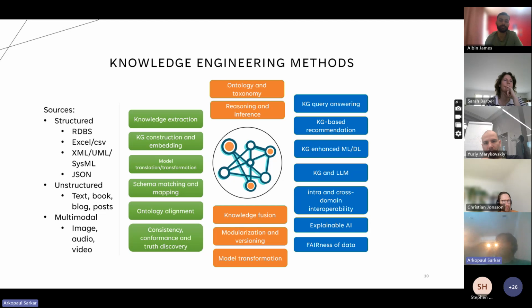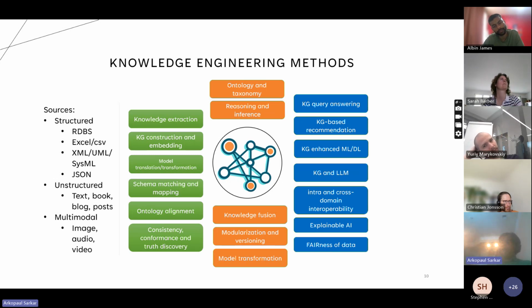For example, you can fuse different knowledge graphs together. You can modularize and version knowledge graphs to maintain updates and other things. And also you can transform that knowledge graph for different applications. There also comes ontology and taxonomy, which organize the knowledge, and we'll talk about that. And also reasoning and inference. That means that whatever data you got from the sources, you can find some extra information from that existing data. That process we call reasoning and inference. And I'll talk about some tools.